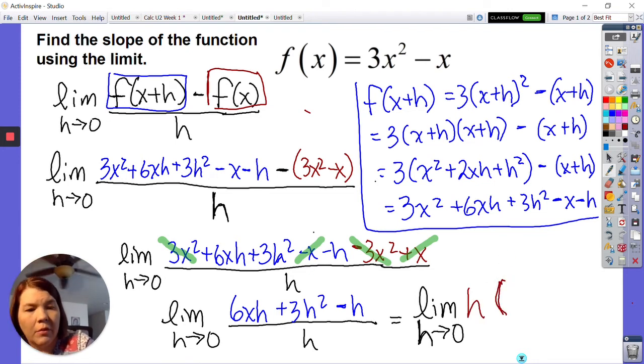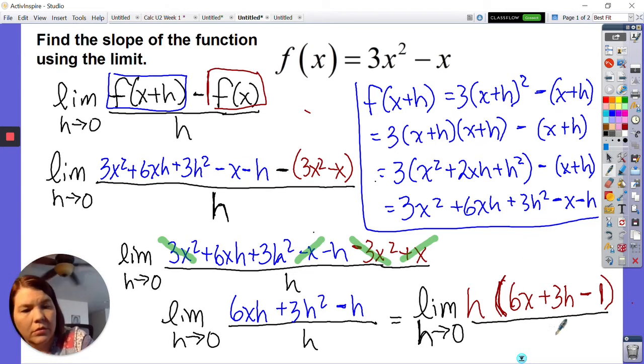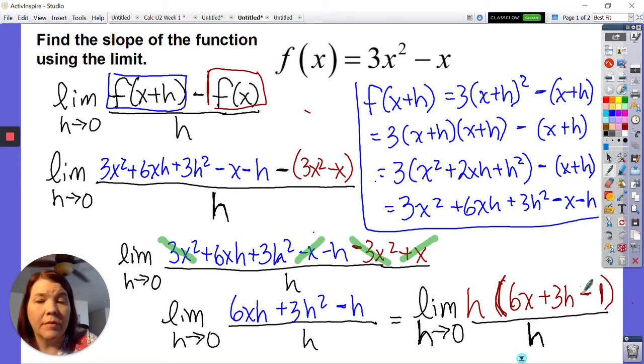And I will leave behind 6x plus 3h minus 1, and that is all over h. Okay, so notice that h came out of every single term. I had three blue terms, and now I have three terms left inside the parentheses. If I distribute back through, I'll get back to this. Just make sure you're factoring correctly.